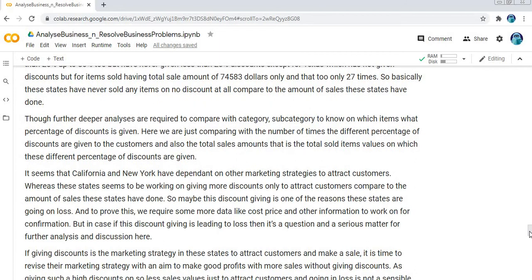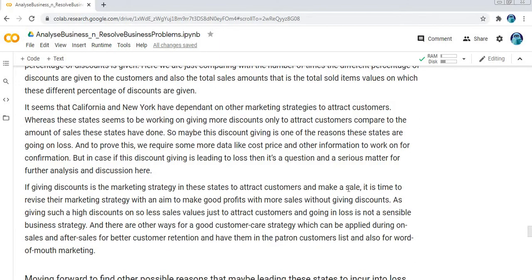And it seems that California and New York are different, as we see above. When we analyze this, we come to a conclusion that California and New York are more dependent on other marketing strategies to attract customers, whereas the other 10 states seem to be giving more discounts only to attract customers compared to the amount of sales these states have done. So maybe this discount giving can be one of the reasons these states are going into loss.